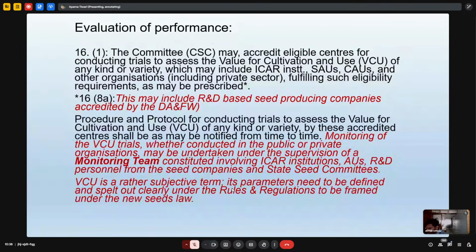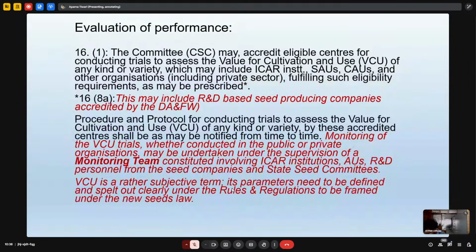Why not Department of Agriculture and Farmer Welfare? Now, procedure and protocol for conducting DUS trials to assess the value for cultivation, this is in the Act, by these accredited centers shall be, as may be, notified from time to time.